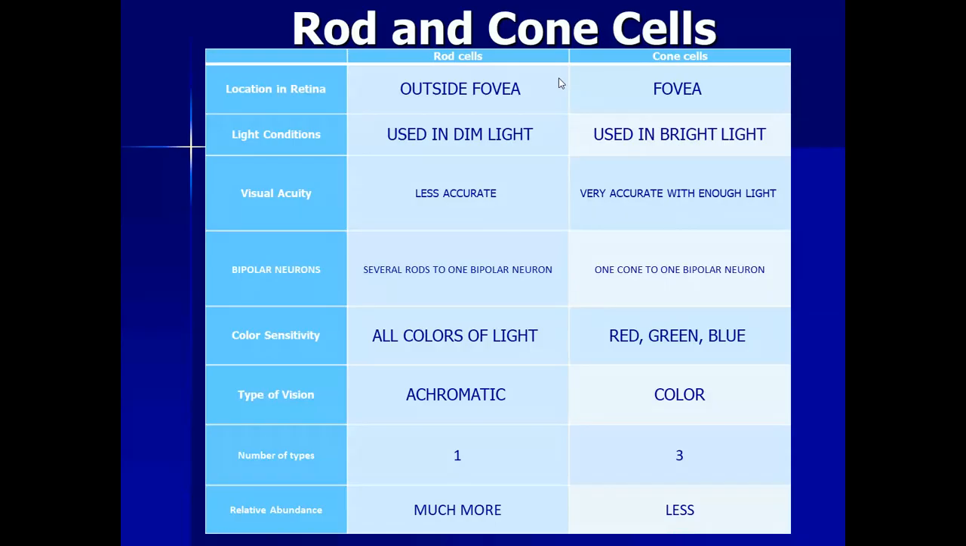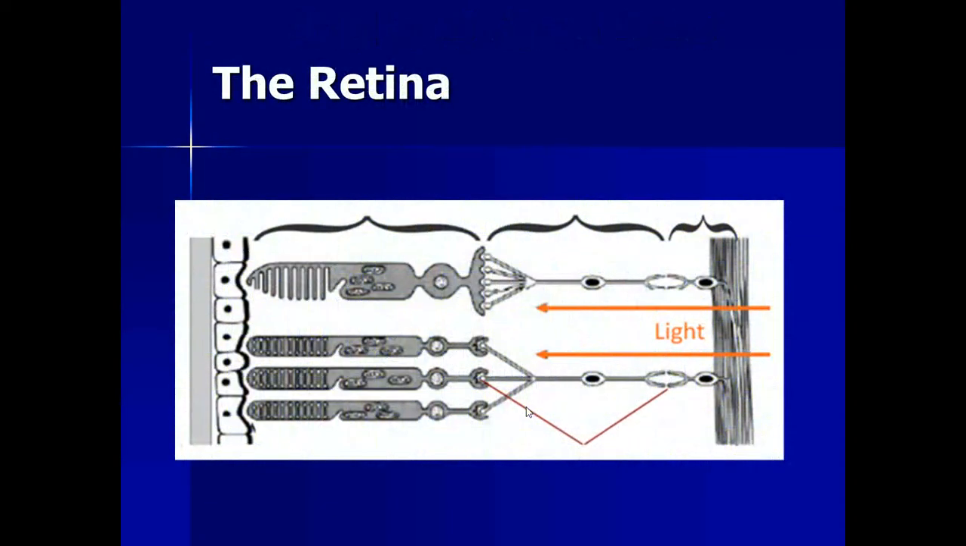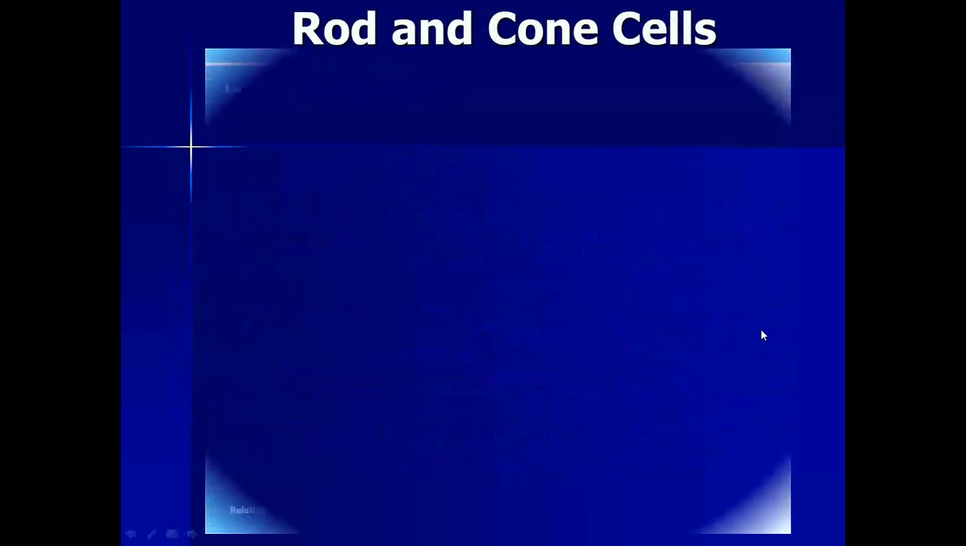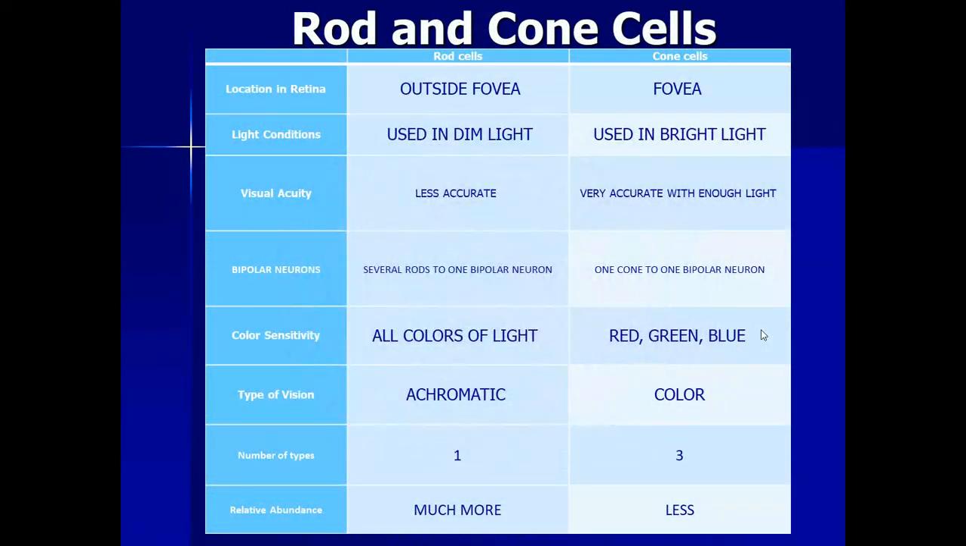Light conditions, dim versus bright: rods are less accurate, cones very accurate with enough light. Visual acuity: several rods, 3 rods to 1 bipolar, versus 1 to 1 with the neurons. All colors of light: 3 different kinds of cone cells. Rods are achromatic, black and white. Color: 1 type of rod, 3 types of cone for color. Number: much more. You saw the picture. Let's go back to that picture. You saw many more rod cells versus cone cells here.